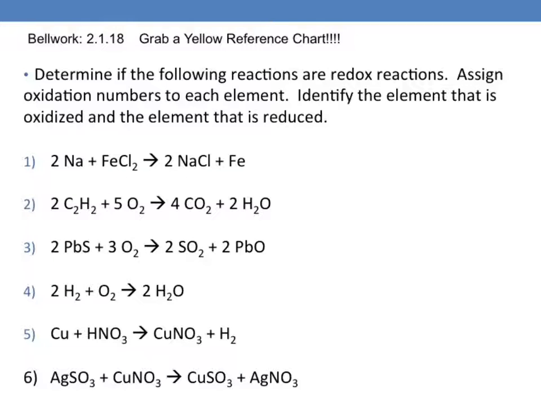So we want to be able to look and see what is a redox reaction, be able to say yes, it's a redox reaction or no. And then once you figure out if it is a redox reaction, then start giving oxidation numbers and figure out which was reduced and which was oxidized.